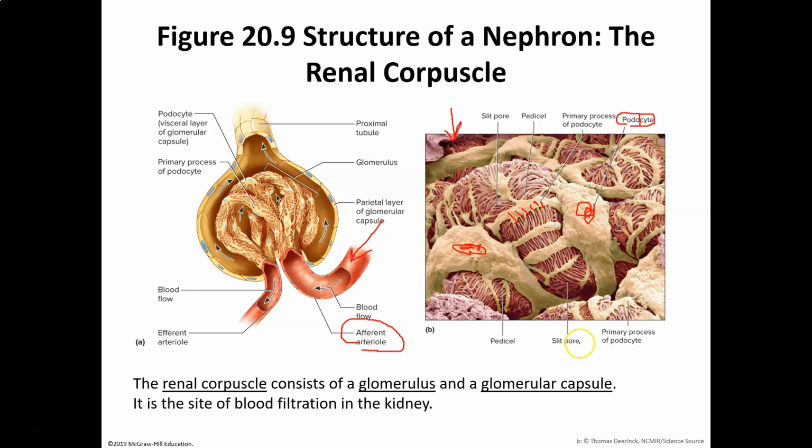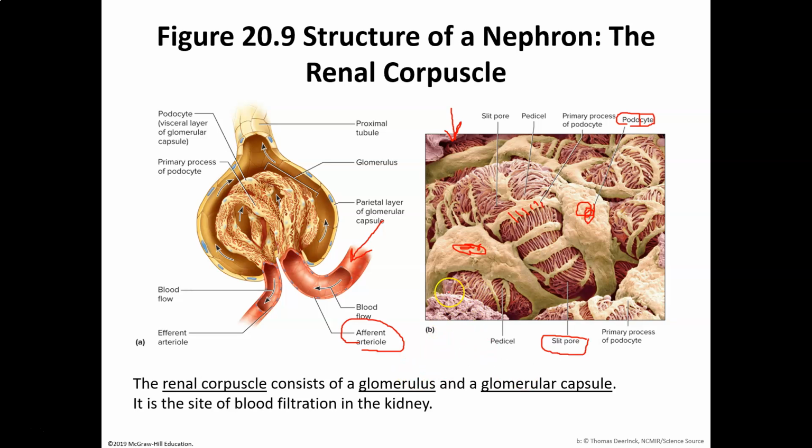In a glomerulus, that little space is called a slit pore. So you have little pores where things can get filtered through. Now that's going to be an important understanding in order to understand the function of the kidney and how a nephron works.